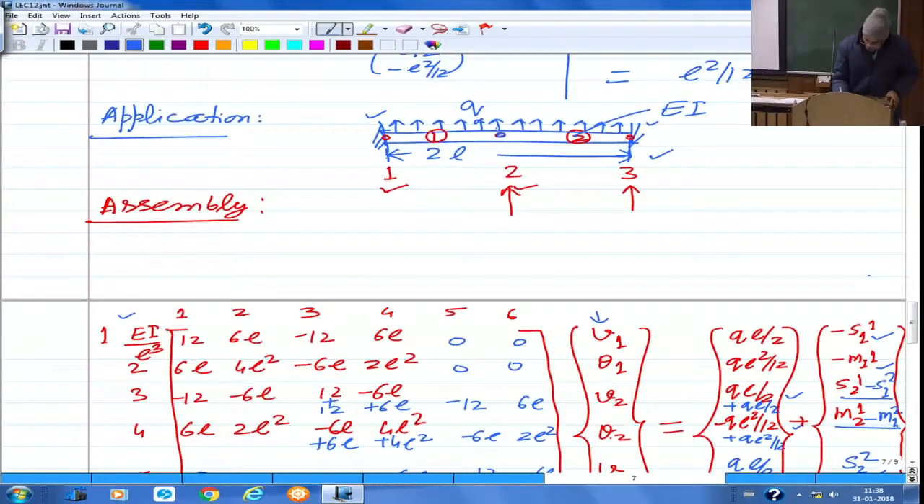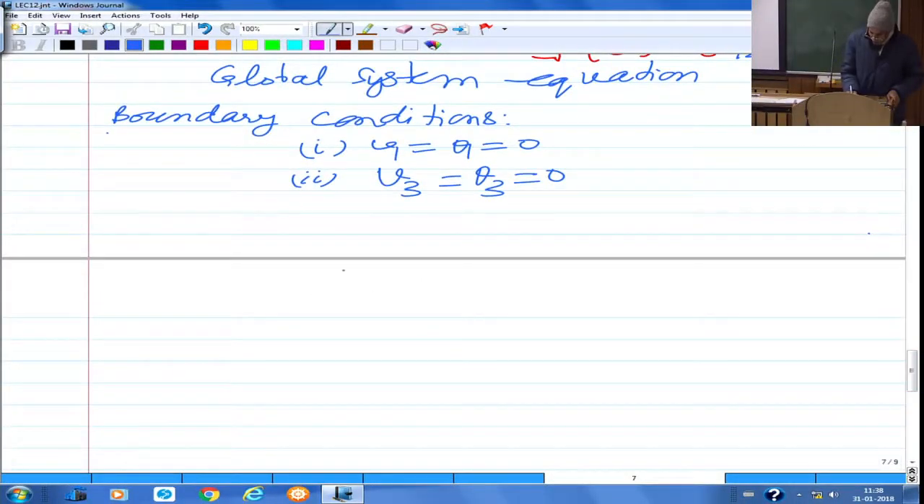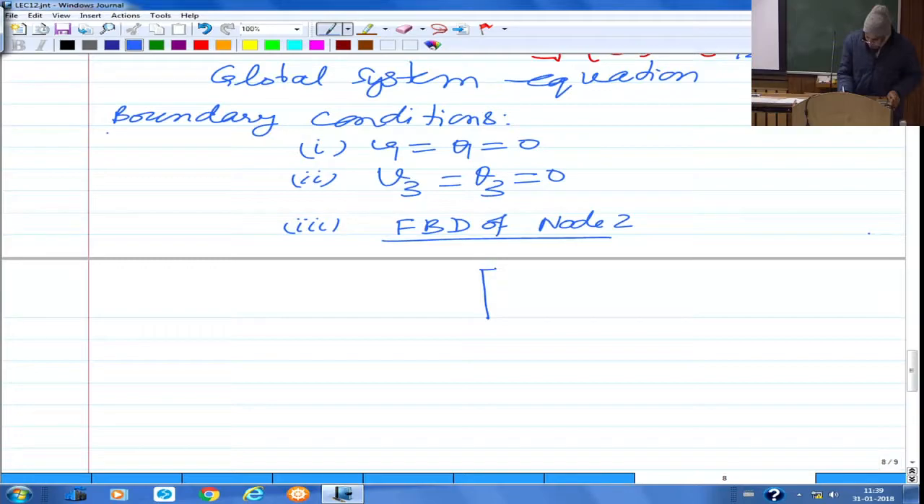So just take a section just left of this and just right of this. Again the way we did earlier, for the third boundary condition I am considering the FBD of node 2, the free body diagram of node 2. Just for the purpose of representation, let me draw this as a finite sized space, but this is actually just right and just left of this node. This is your node number 2.